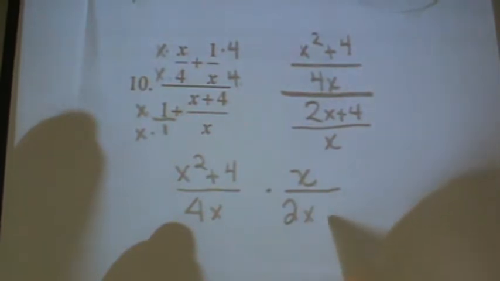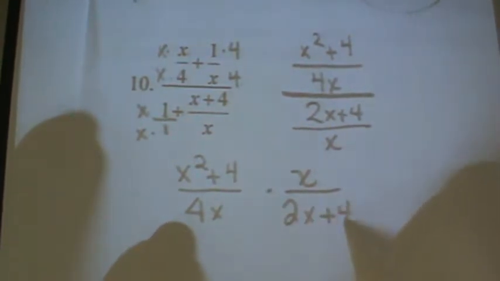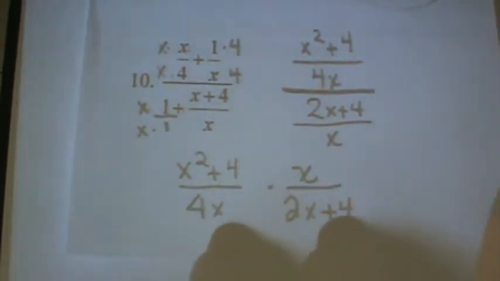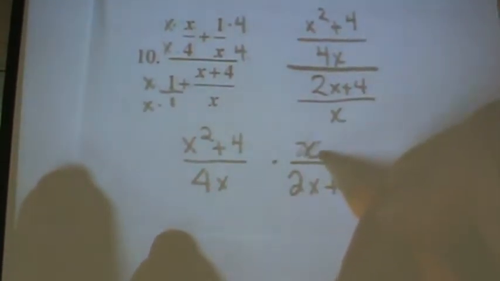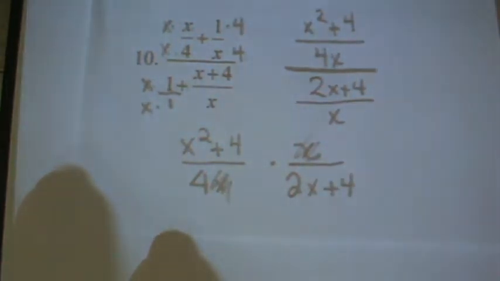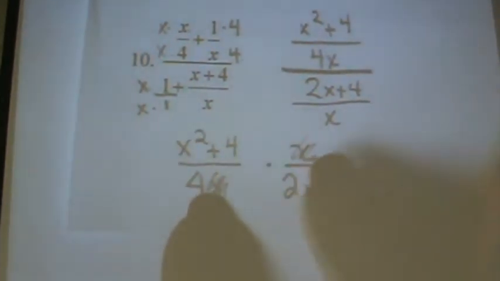Unfortunately, this is not very exciting. There's not much that cancels. One little itty bitty thing cancels. The 2x and the 4, or no? No, just this x right here, that's all. Just these 2 x's.